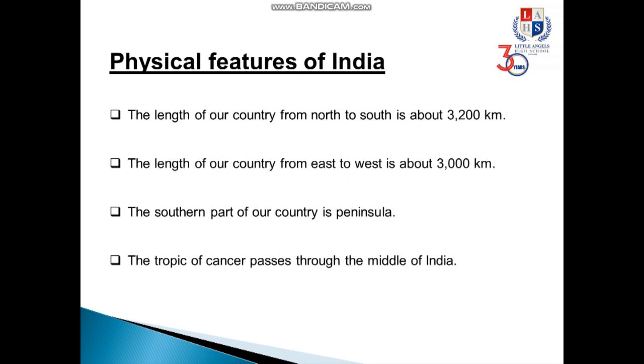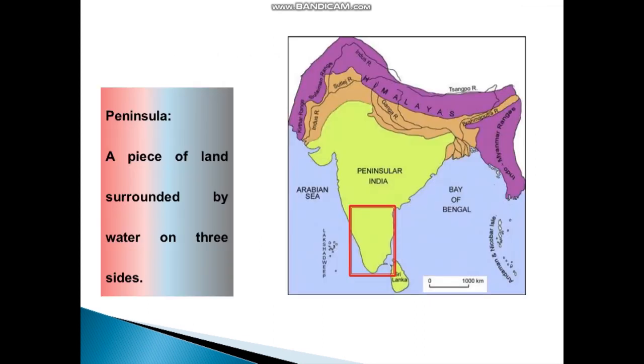The southern part of our country is a peninsula. A peninsula is a piece of land surrounded by water on three sides. So if you look at the cone that we discussed in the previous slides, this area is surrounded by water on three sides. That's why we call it a peninsula.